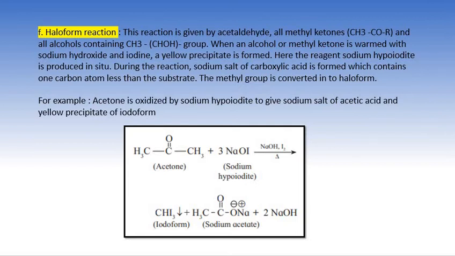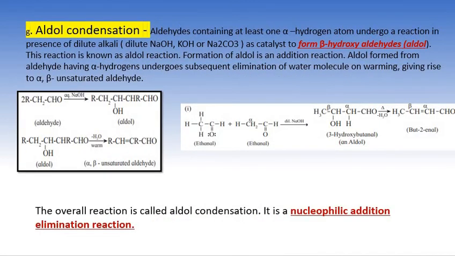Here, sodium hypoiodite is produced in situ by the reaction of NaOH and iodine. During this reaction, the sodium salt of a carboxylic acid is formed, which contains one carbon less than the substrate taken in the reaction, and the methyl group is converted into haloform. For example, if you take acetone and it is oxidized by sodium hypoiodite, NaOI, you will see the formation of sodium acetate, NaOH, and a yellow precipitate of iodoform. Now the next is aldol condensation.